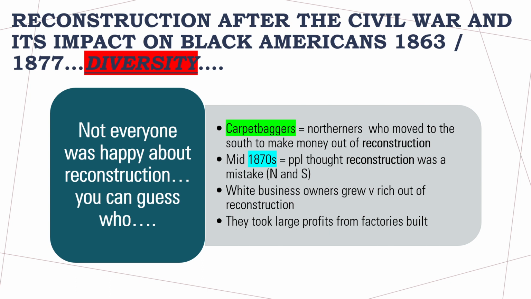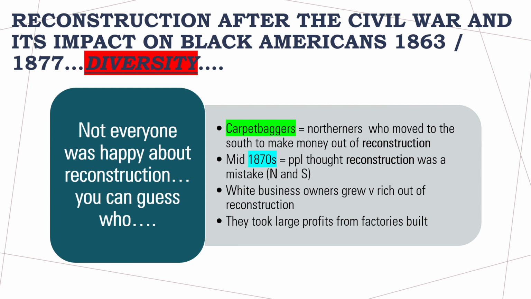However, not everyone was happy about Reconstruction, and I'm sure we can guess who. It was the South. Not just the South, though. There were also people in the North who moved to the South to make money out of Radical Reconstruction, and these people were called carpetbaggers. They basically took advantage of the amount of money that could be made and just didn't listen to what their side was saying. They just disbanded from their argument completely.